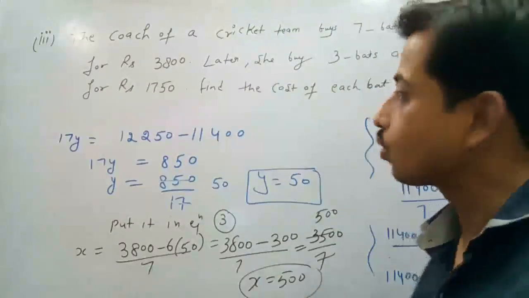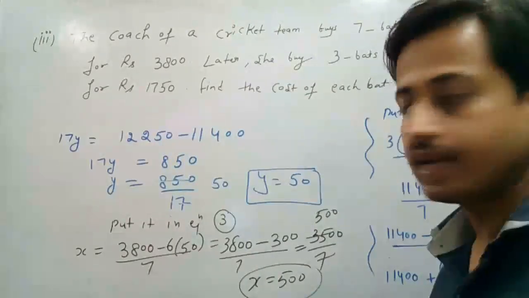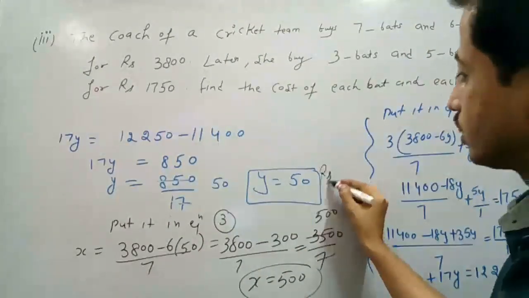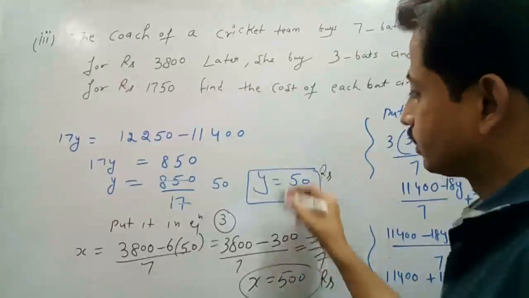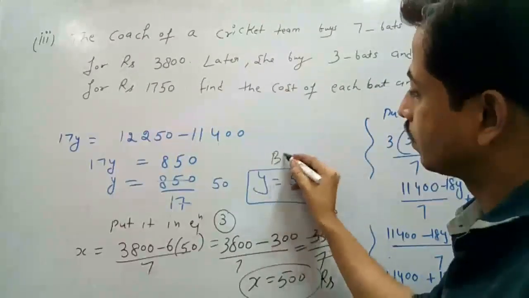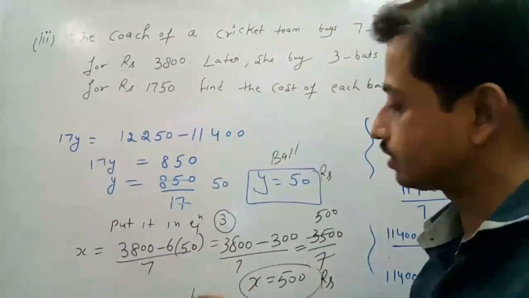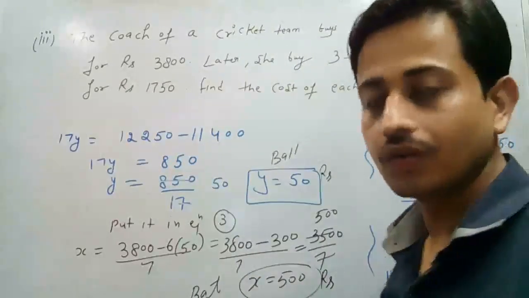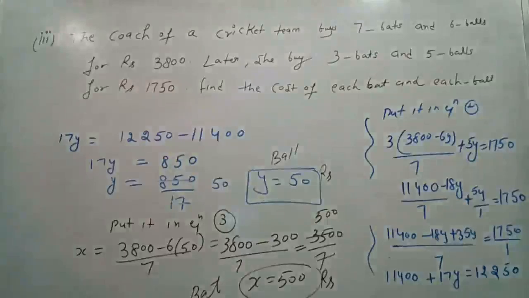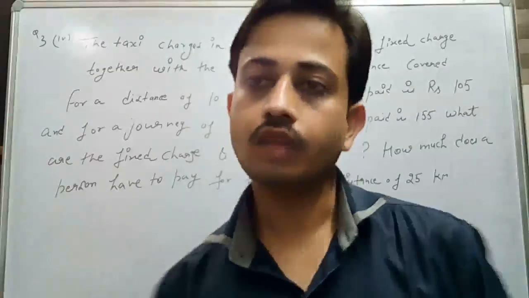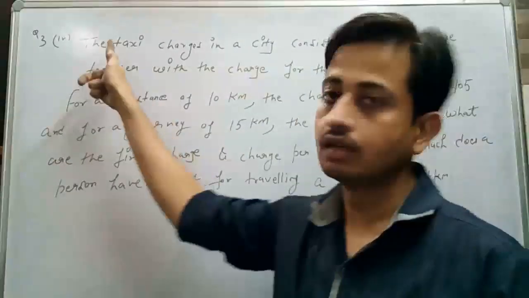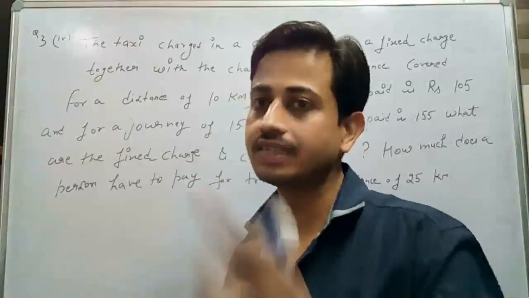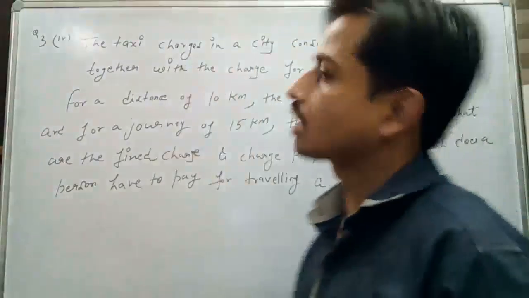It means the cost of bat is 500 and the cost of ball is 50 rupees. This is the cost of ball and this is the cost of bat. Please make a note. Now please read the statement. The statement is very lengthy, but the question is very easy. Please read the statement. The taxi charge in a city.